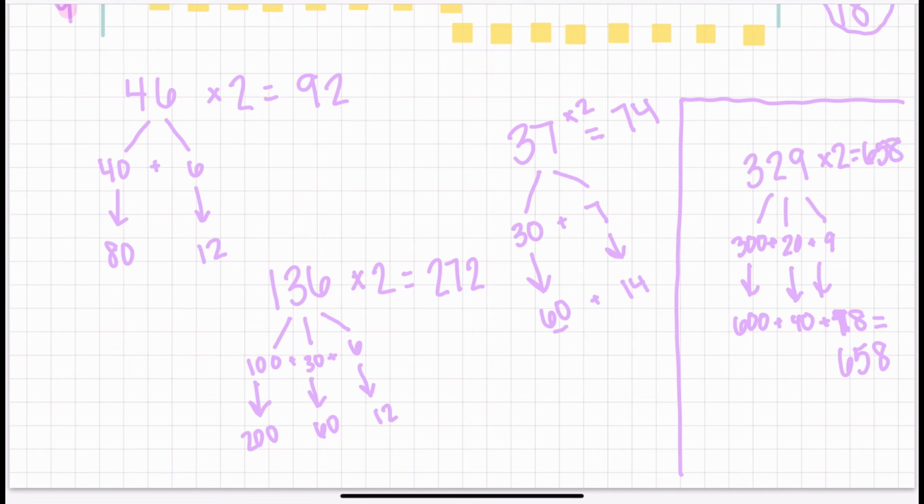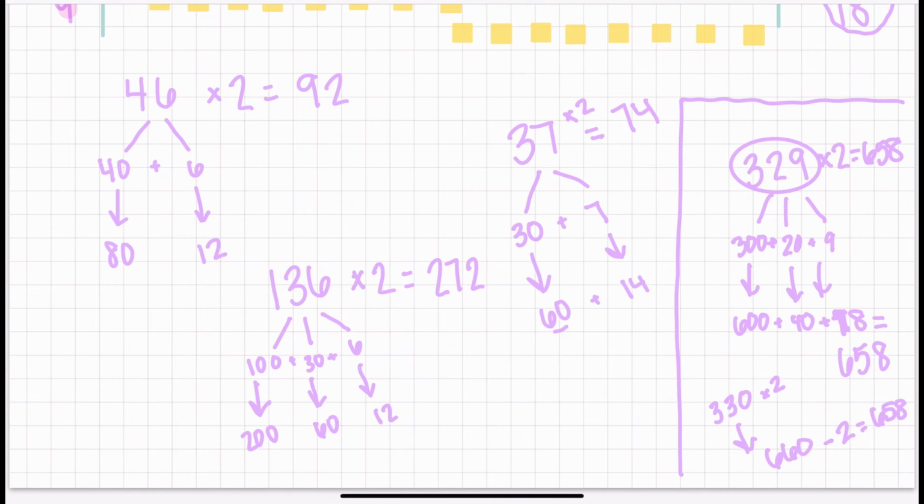Although I would probably adapt my strategy on this one because I see that this is very close to a friendly number, such as 330. So I would double 330, which I know is going to be 660. But because I did this twice, that means I have to take 2 away because I did too many. So I get 658. So the main thing when you're using strategies in math is to be flexible and see what the numbers call out to you. And then you can have efficient strategies for most anything you're trying to do.